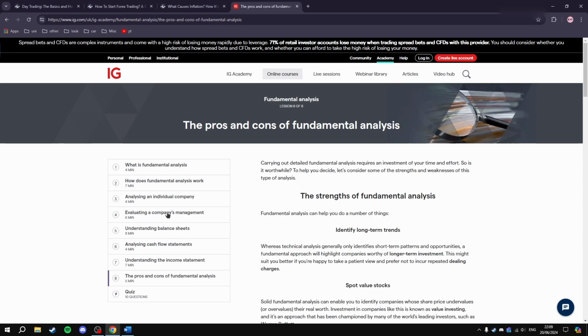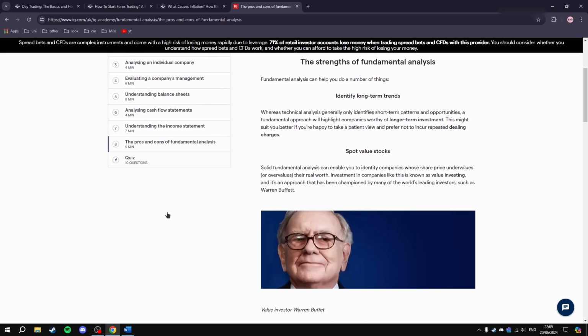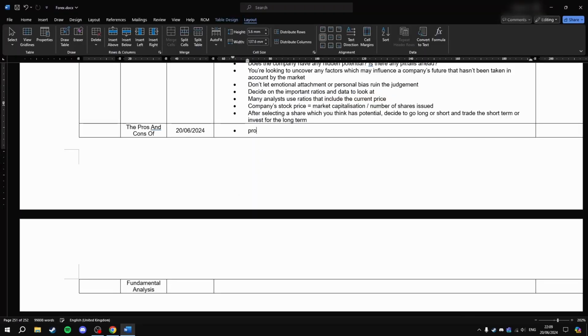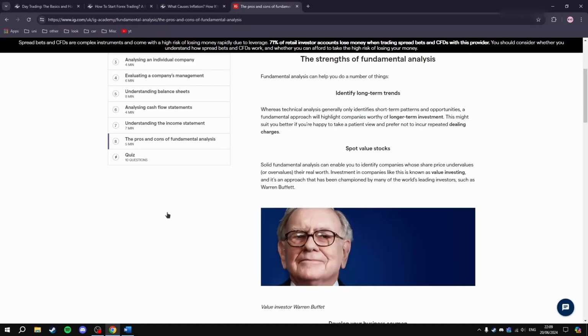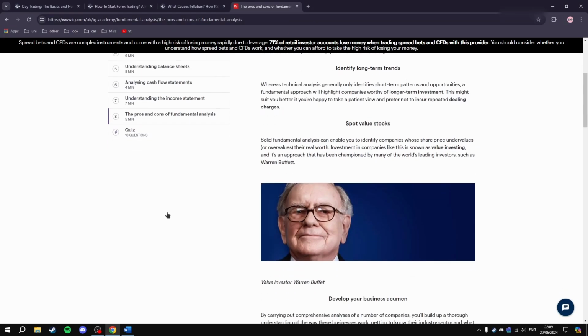Strengths of fundamental analysis. Fundamental analysis can help you do a number of things. Identify long-term trends. So, pros of fundamental analysis: identify long-term trends.